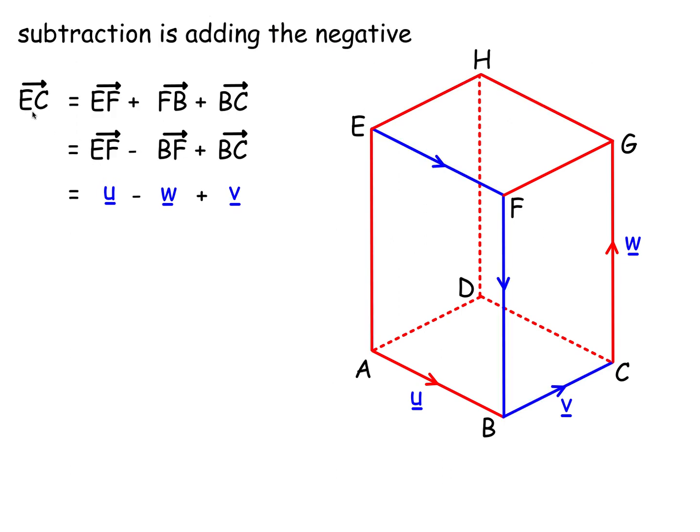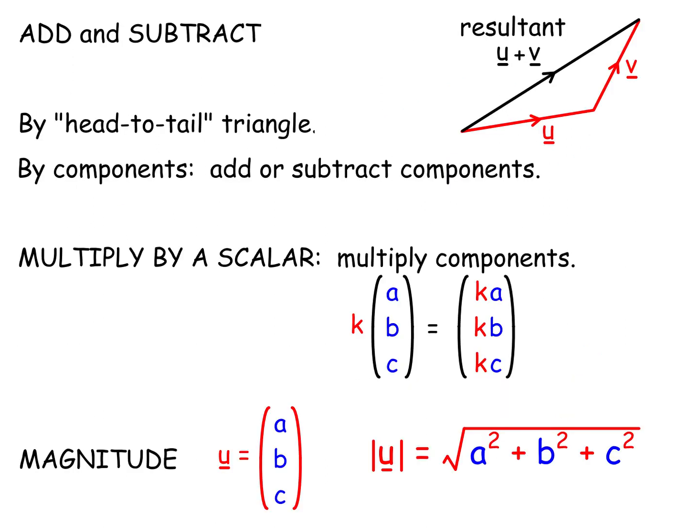Here's another case. If you want EC to go from E to C, I can go along here EF, down from F to B, and then from B to C. That's vector U. That's negative W, it's going in the opposite direction to W, and that's V. So it's U minus W plus V. Whatever route you go from E to C, it will always end up with a combination of U, negative W, and V. So these rules, which we're applying to 2 dimensions, are the same rules applying to 3 dimensions.